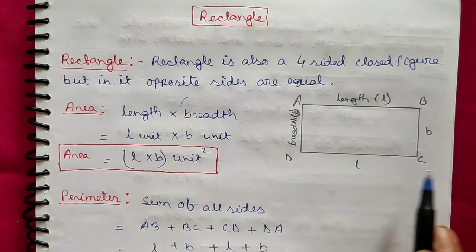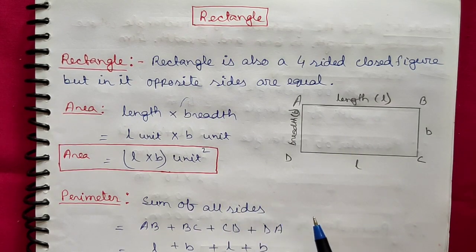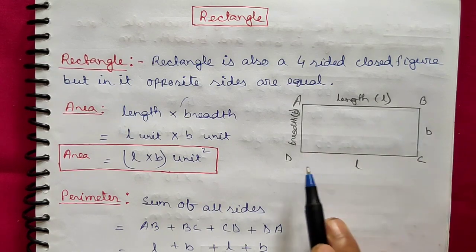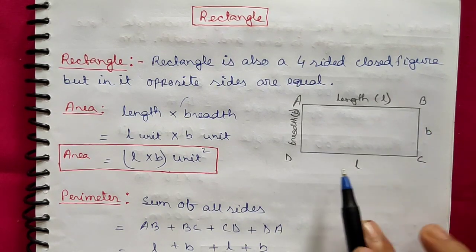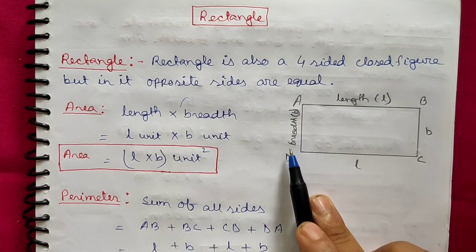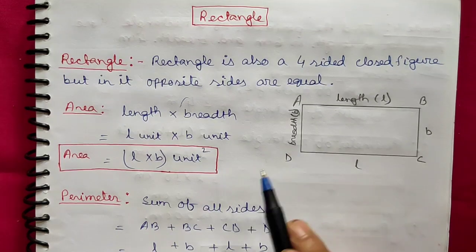Opposite means what? Mirror image. Here, the mirror image of AB is DC, and of BC is DA. So, clear.